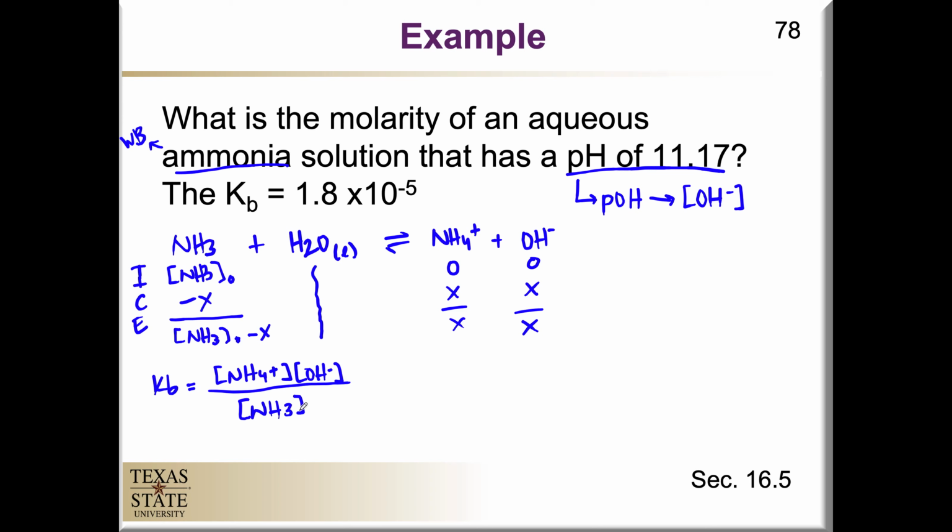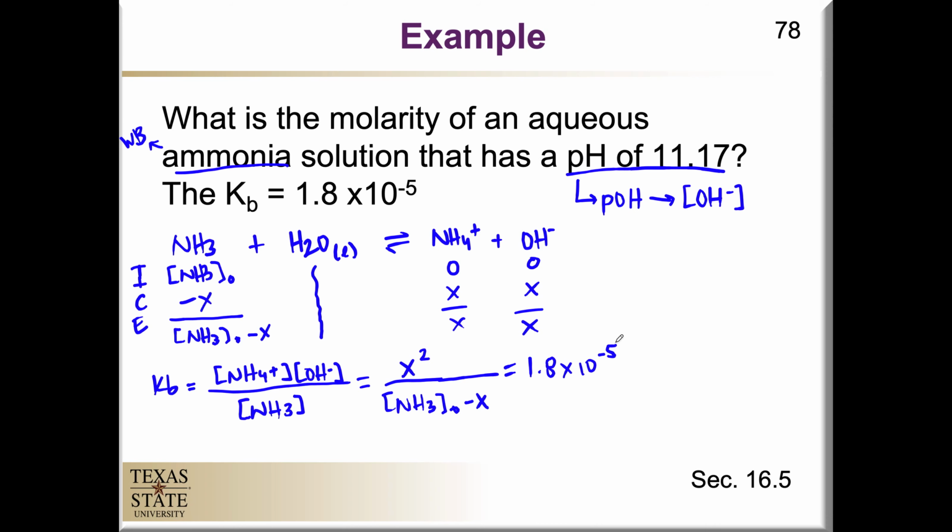We're then going to replace this with our equilibrium line. So our two products are going to be X times X. So we can go ahead and say that this is equal to X squared divided by the reactant, which was the ammonia, which at equilibrium is NH3 initial minus X. And let me extend this here. And we do know the value of Kb. Kb was given to us in the problem as 1.8 times 10 to the minus 5.